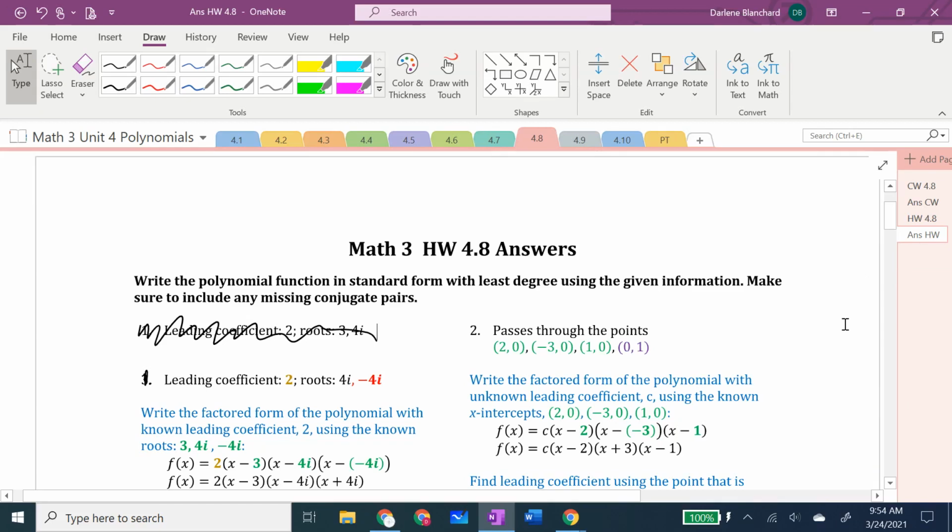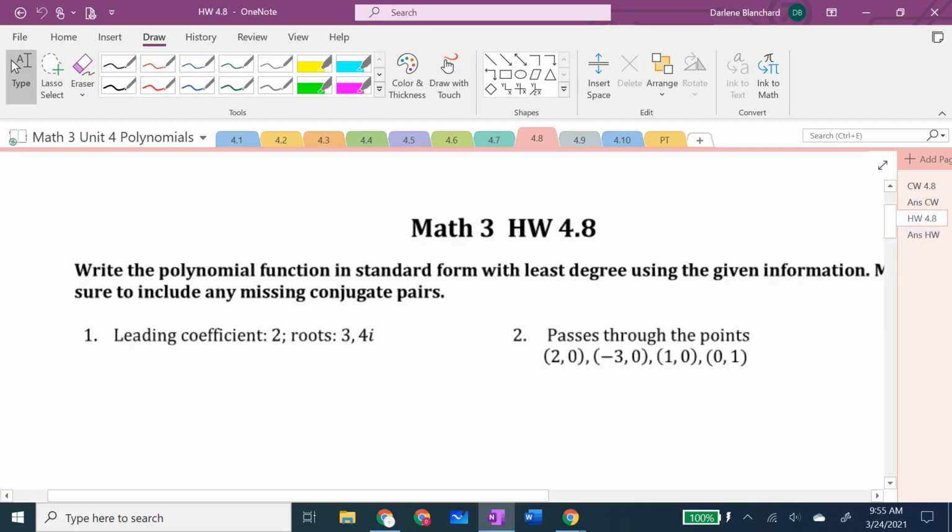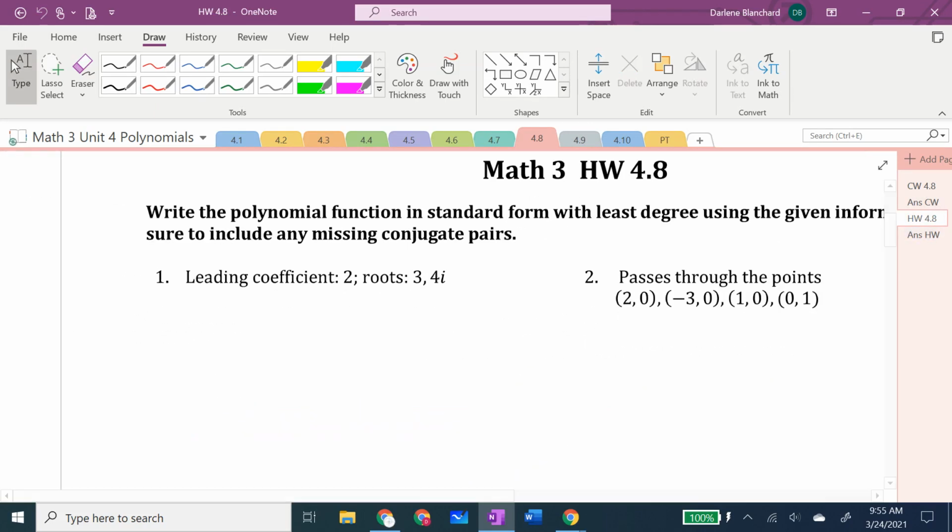the homework answers for section 4.8. And what I'll do is I'll talk through it, and you have the answers to look at also, but I'll create answers and talk through it.